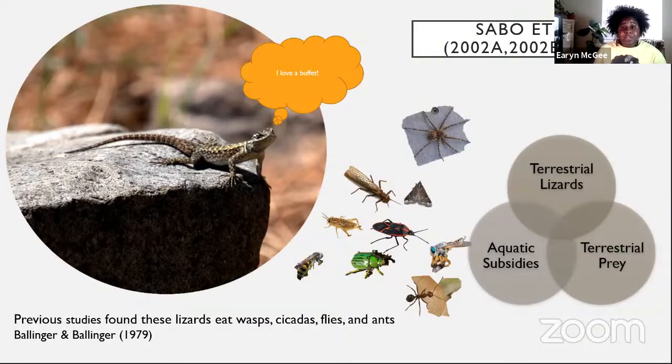So there was a paper done by Sabo et al. out in the Eel River in Northern California, and they found that those lizards had half of their diets made up by aquatic insects. So lizard diets could be more complicated than previously thought, as indicated by our Venn diagram here, which is showing a mixture of aquatic prey, terrestrial prey, and then the lizards.